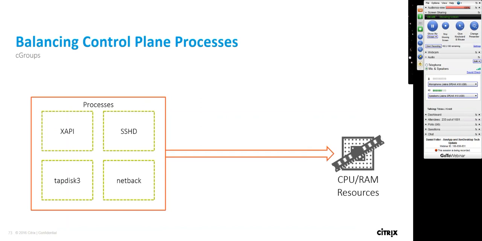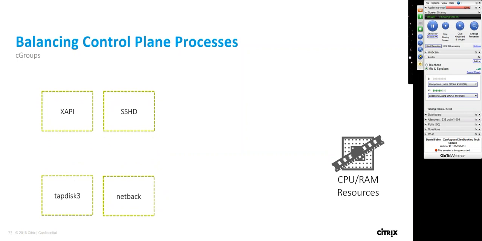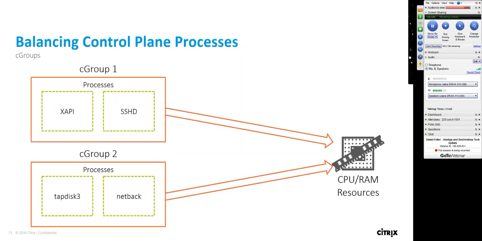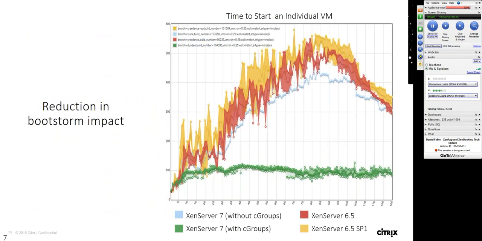So how XenServer worked, all these processes were in the same priority. You have system-level processes, VM-level processes. They were all prioritized the same. So in the last version of XenServer, they added this whole, they're utilizing a Linux concept called cgroups, where you can basically group different processes into different cgroups, which have different priorities when it comes to CPU and RAM allocation. And essentially, doing this had a huge impact on boot storms.